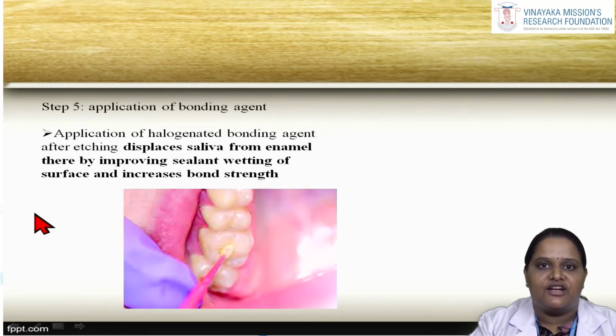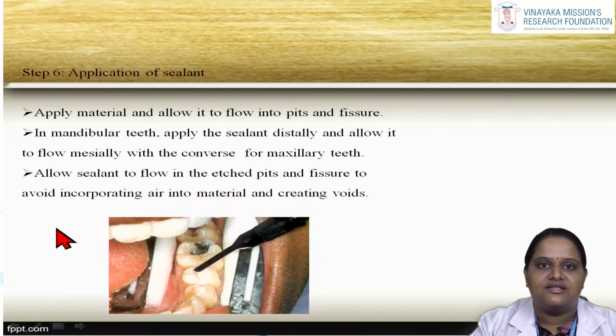Next is step 5, that is application of bonding agent. Application of halogenated bonding agent after etching displaces saliva from enamel, thereby improving sealant surface contact and increasing the bond strength. And next is step 6, that is application of sealant.